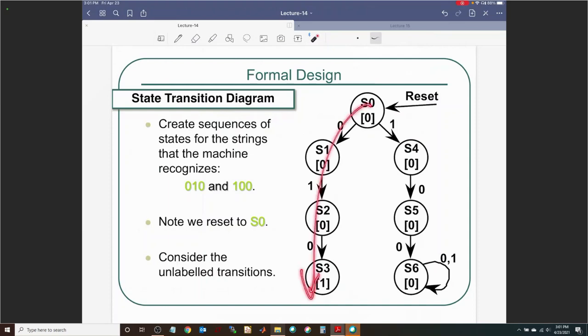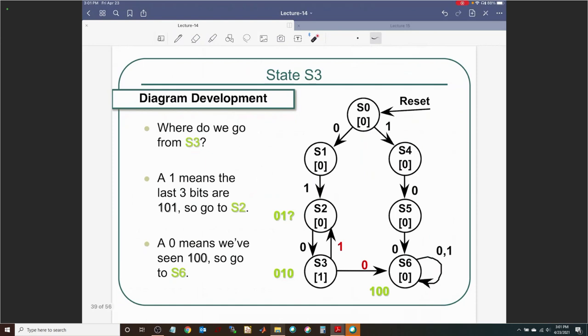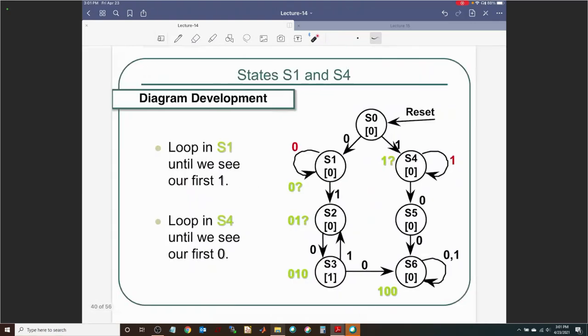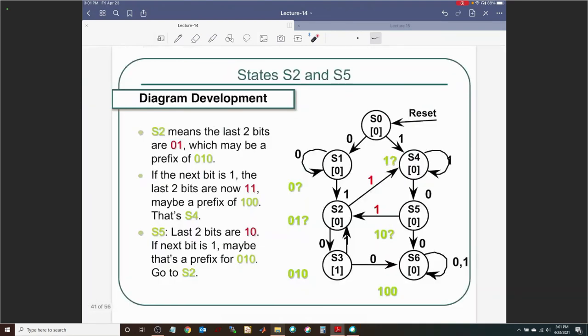Good path, another good path. Both I need to detect. One for 010, the other one for 100. And then the slide talks about how you add on all the other input combinations. We have already done this. And at the end, once you do all of that, you end up with that state diagram. And this is exactly what we had earlier.